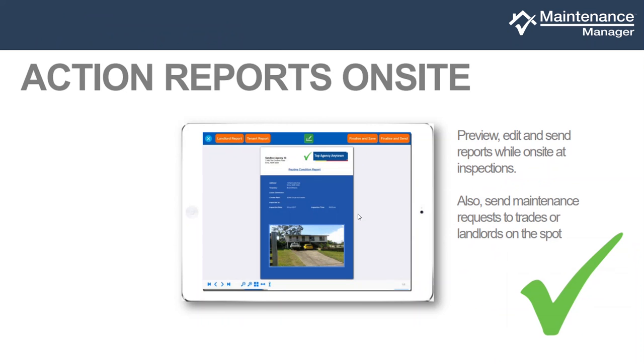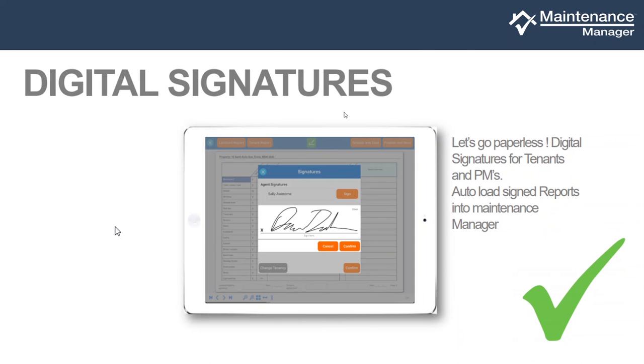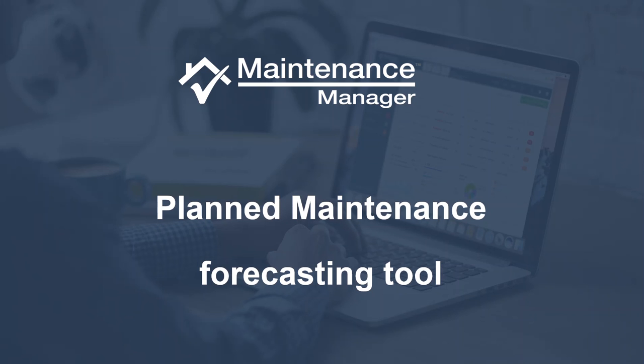If you're doing ingoing reports, you can finish off reports on site, send them off, synchronize them and finish them, etc. Email them out to external landlords or tenants or whatever you like. We do have some digital signatures for tenants in the RTA type inspections as well. So that's a brief summary.